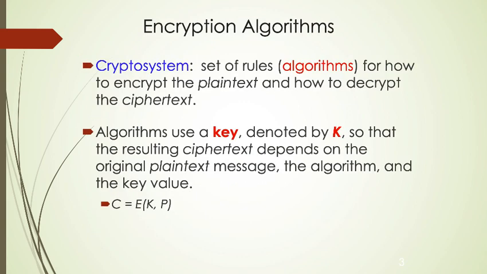So encryption algorithms are crypto systems, or a set of rules to translate from plain text to ciphertext and back. But instead of everyone having their own encryption algorithm, we can use each other's, standard ones, with a key denoted by K here. So the formulation becomes: the ciphertext equals the encryption of P with K.